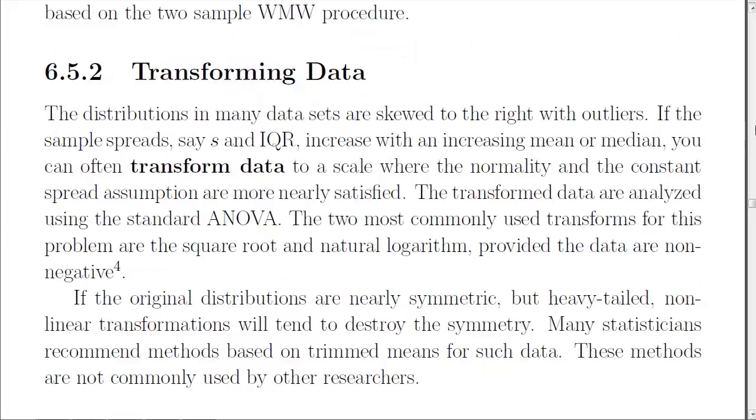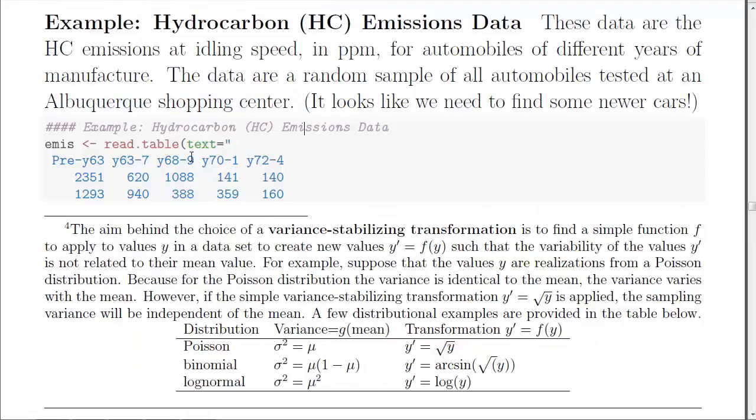Okay, so here, I paged up for a second. So here we've got 5 groups of automobiles. We have cars that are from before 1963, then we have 63 to 67, 68 to 69, 70 to 71, and 72 to 74. All right, so we've got 5 categories of automobile, and we want to know whether the hydrocarbon emissions change over these periods of time.